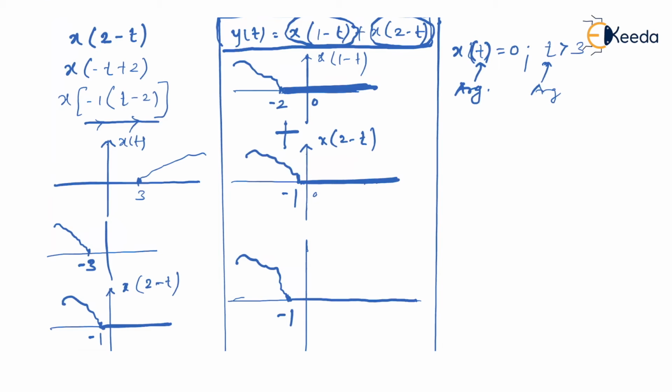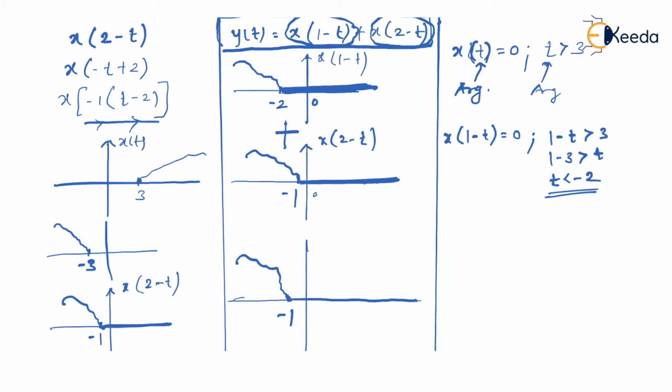See, if x of t is equal to 0, definitely some or the other time x of 1 minus t will also become 0. Being child of this x of t, it is going to inherit a property of a parent signal. Therefore, I can claim that it is equal to 0 when argument is greater than 3. Argument is 1 minus t, which is greater than 3. Or I can say 1 minus 3 greater than t. Or I can say that t less than minus 2.